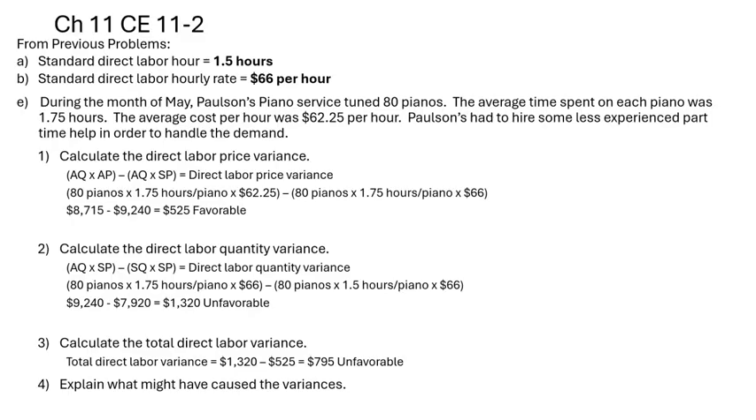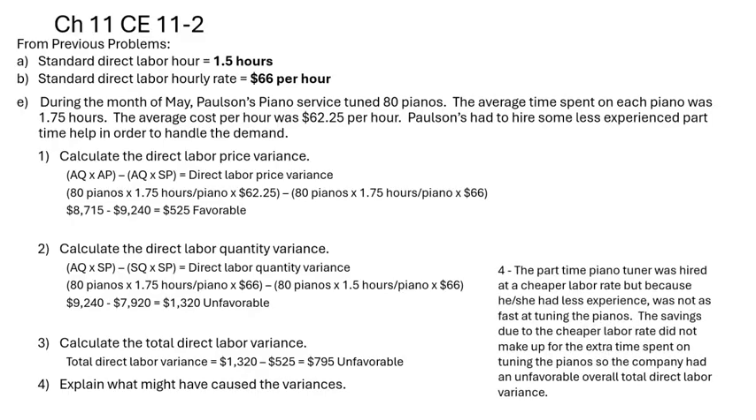I talked a little bit about the explanations, but we'll look at what the official answer is from the book. So the part-time tuner was hired at cheaper labor rate because he or she had less experience. They were not as fast at tuning the pianos. Savings due to the cheaper labor rate did not make up for the extra time spent on tuning the pianos, so the company had an unfavorable overall direct labor variance.